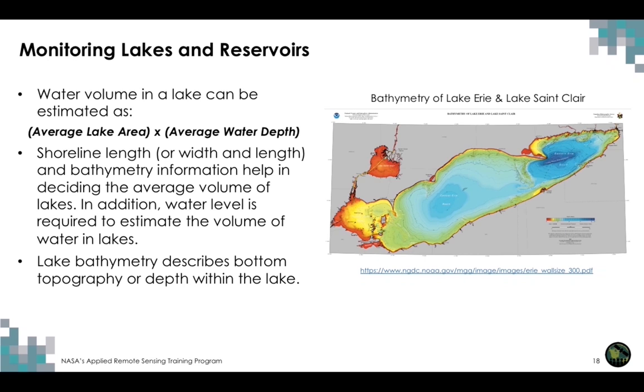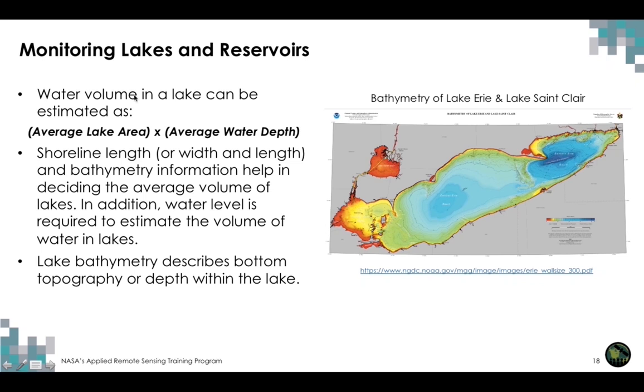So here is an example of how water volume can be estimated. What is needed is average lake area multiplied by averaged depth of that lake or water body. An example is shown here, and this is a bathymetry map for Lake Erie and Lake St. Clair. Bathymetry describes bottom topography or depth within the lake. And as you can see, on any water body, it varies. So depth to bottom is low here and it's high over here. So it varies over the lake.